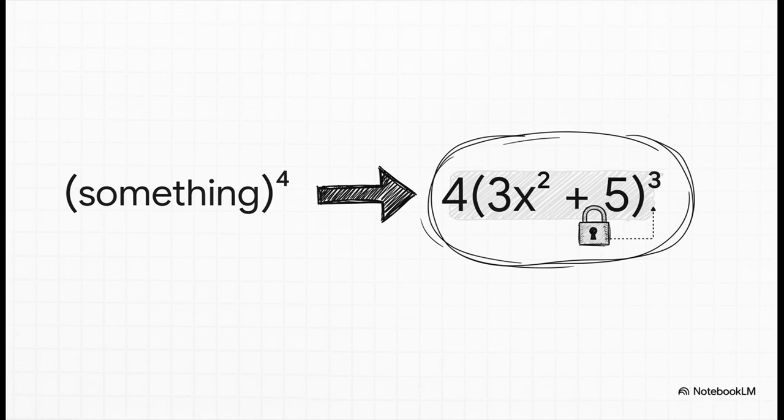Now for step 2. We differentiate the outer function. So, using the power rule, the derivative of something to the 4th becomes 4 times something to the 3rd. See how we brought the 4 down to the front and then just subtracted 1 from the power? And, crucially, look at what's inside the parentheses. It's exactly the same. We haven't touched it.